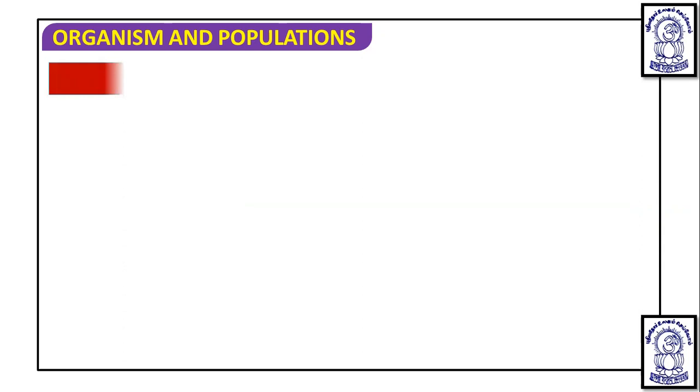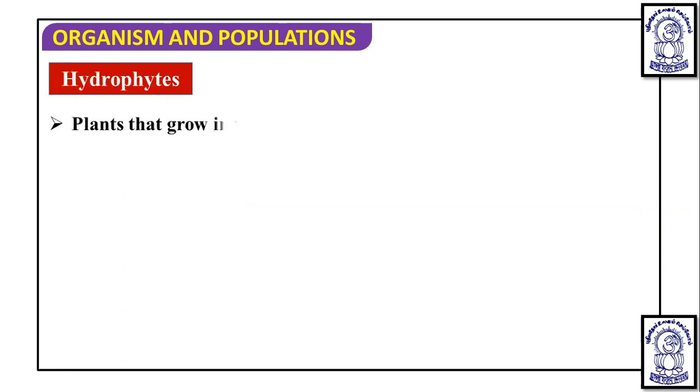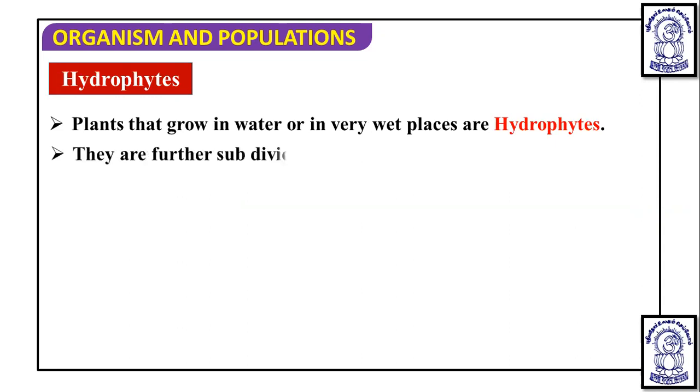If we talk about all these three in detail, first we are going to talk about hydrophytes. They are the water-loving plants. These hydrophytes prefer to grow in water or in very wet places. So plants that grow in water or very wet places are called hydrophytes. They are further subdivided into five categories.